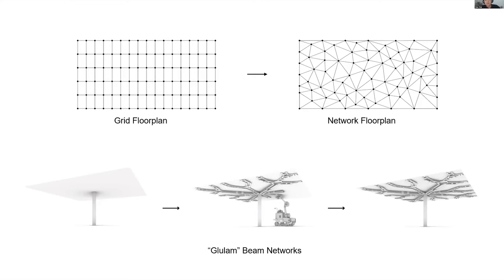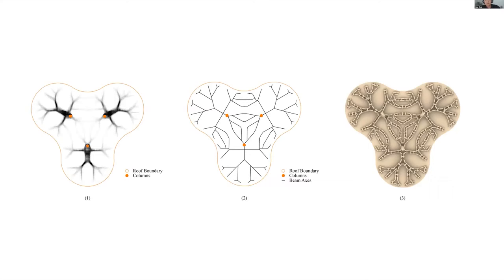The key of this building system is the development of a material-efficient beam network, which is compatible with the capacity of the robot platform. In this case, we design this beam network with timber stakes, which can be iteratively placed and connected with nails and glue on site with the robot.